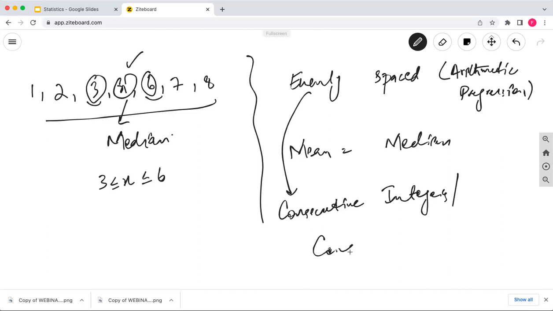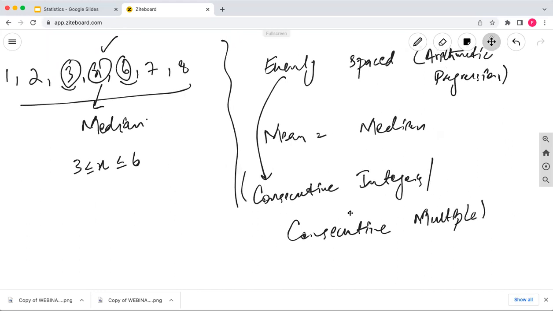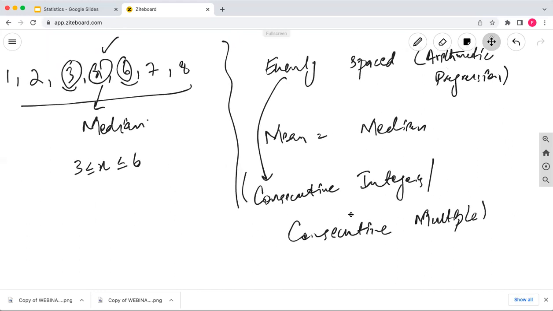We have consecutive multiples, right? So whenever you see such a statement, consecutive integers or consecutive multiples, there is equal spacing between each of two values. That's why in that scenario, mean and median are always equal. And this is very helpful if we are asked to find the overall sum of some series.